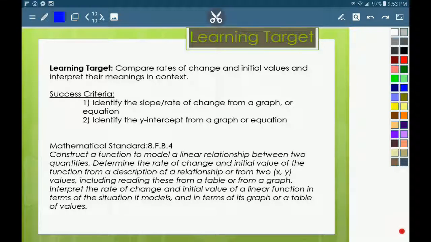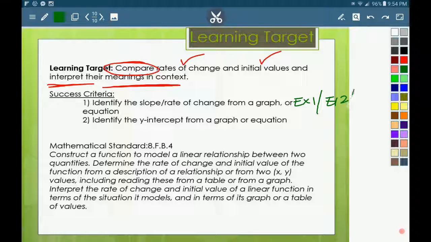All right, so just to recap, our learning target was to compare rates of change and initial values and interpret their meanings. We did do a lot of interpretation of meanings in context, and later on this week and next week we're going to be doing most of the comparing. So we did talk about rate of change and initial value, and we did interpret them in context. What we did today was identify slope and rate of change from a graph or equation. That was in example 1. We also could have done that in examples 2 and 3 in order to make sure we distinguish the difference between the slope and the y-intercept.